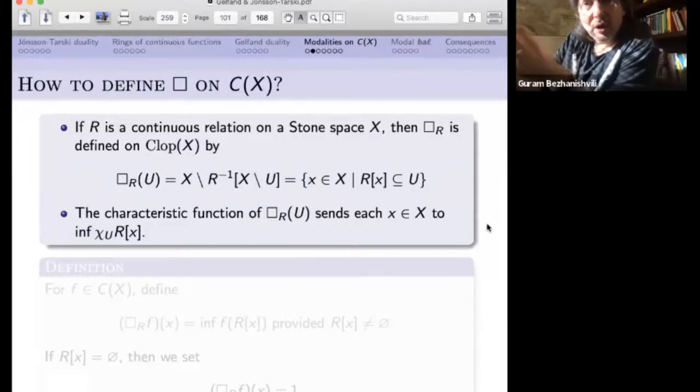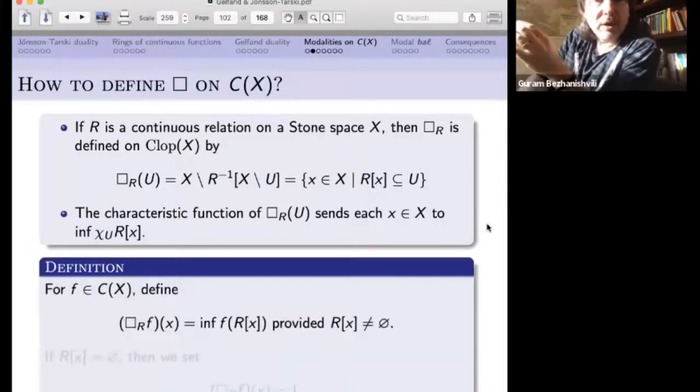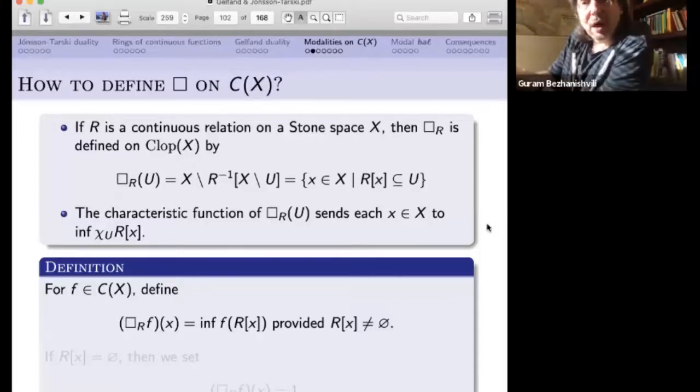And so instead of working with subsets, I need to work with the corresponding characteristic functions. One observation is that the characteristic function of box R of U is simply going to be the infimum of the characteristic function over the R image of x. And that allows us to define a box on continuous functions. All you have to do is look at a point x, take its image under R, and then take the infimum.